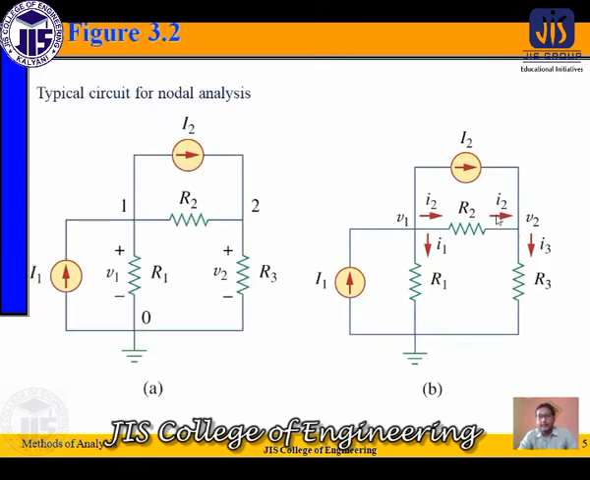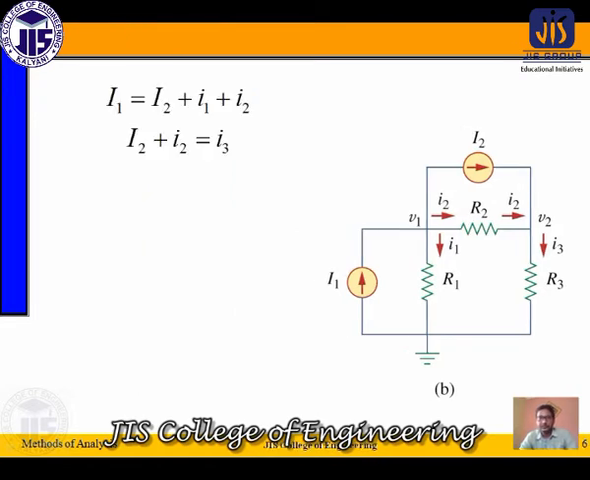Similarly, the current through this R3 resistance is I3, which we have considered. As I1 and I2 are current sources, the direction of current is already given. The I1 current is in the upward direction and the I2 current is from left to right. So we have put the direction for all the currents. Now we have to solve the circuit.